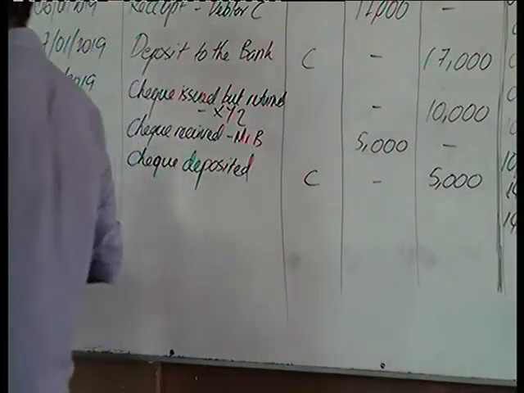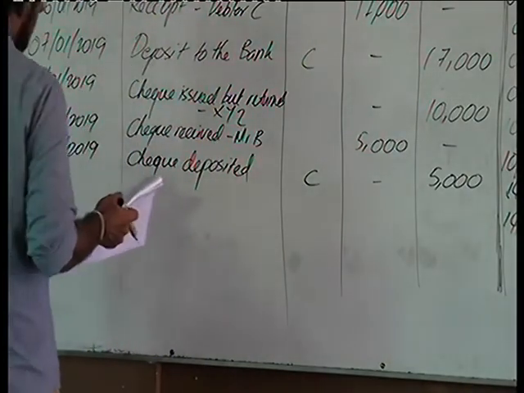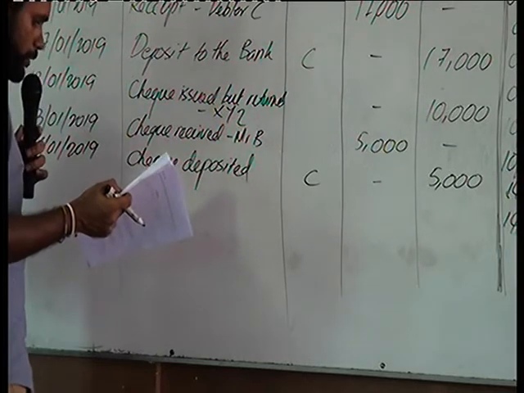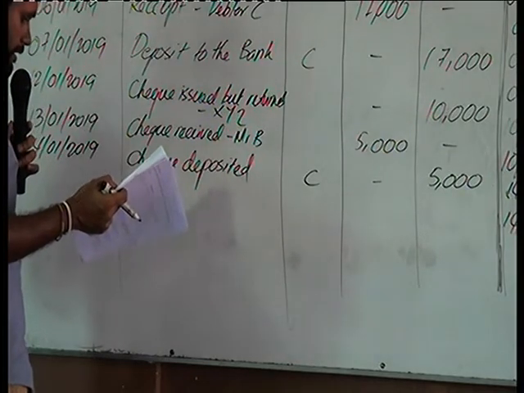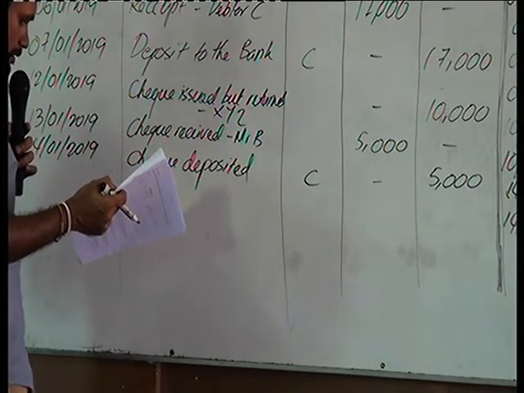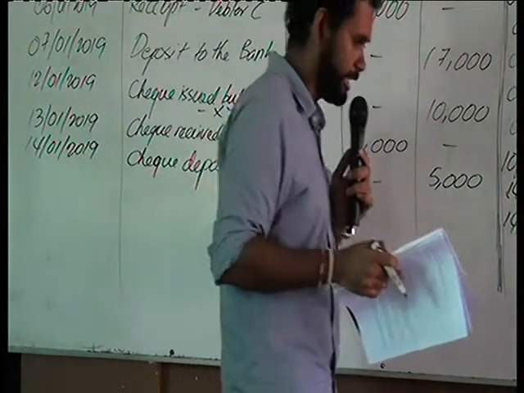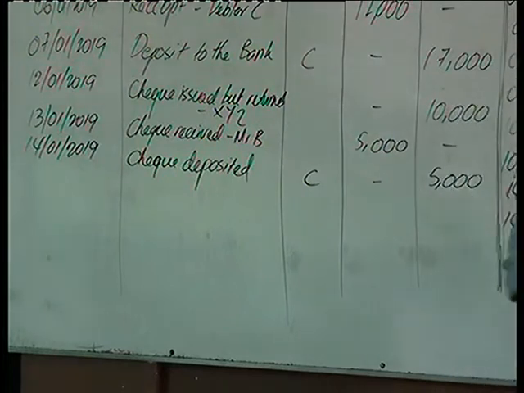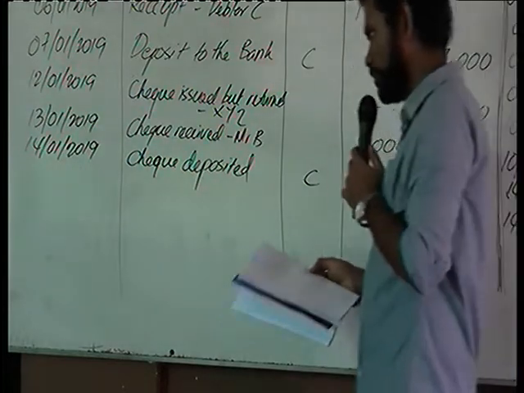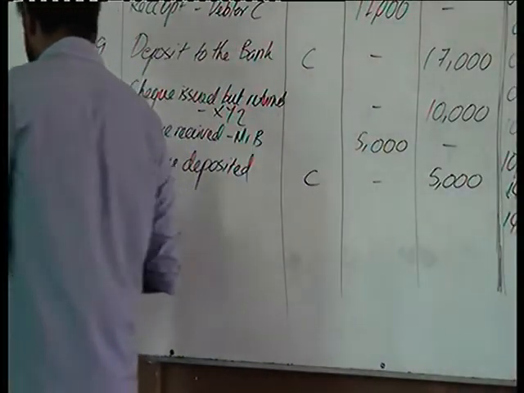Now what has happened? Mr. W has given a check of 3,000 and it was deposited and it will be encashed. So first we will be having the deposit entry.